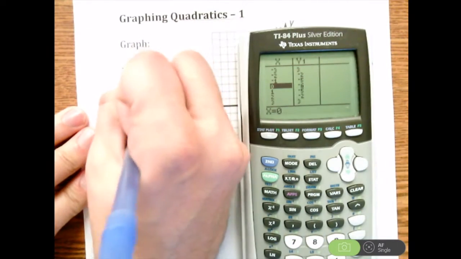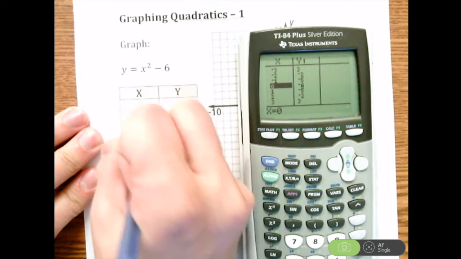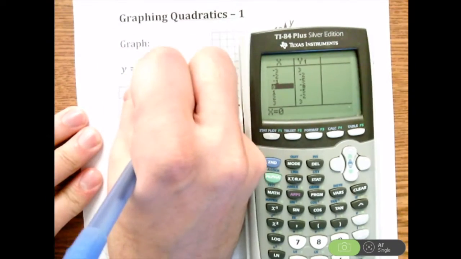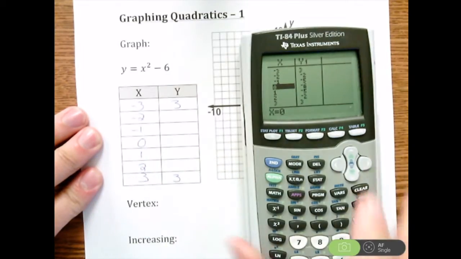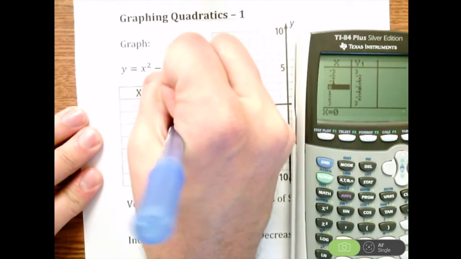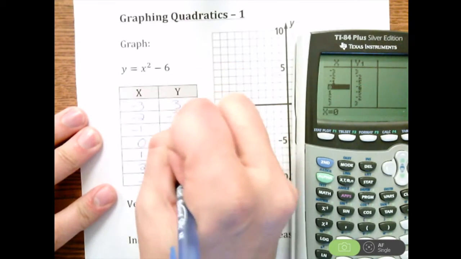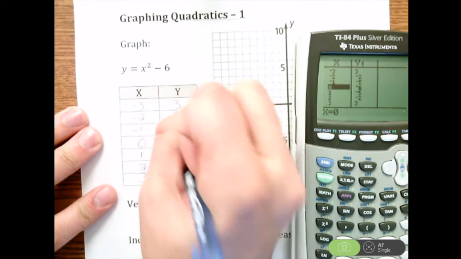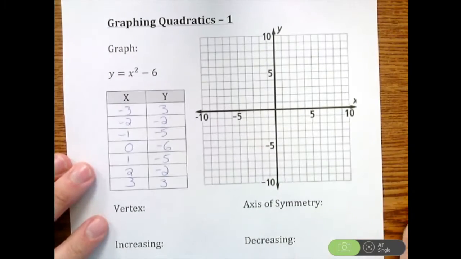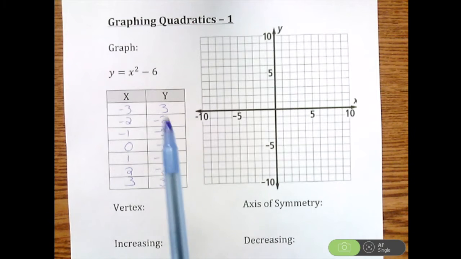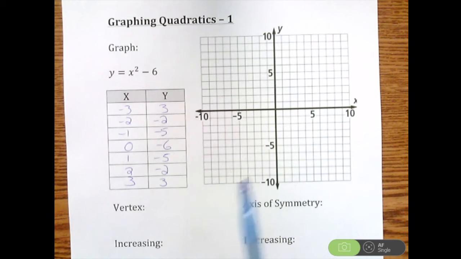So I'm going to have -3, -2, -1, 0, 1, 2, 3. And I should have a 3 here, a 3 there, a -2 here, a -2 there, -5 here, -5 there, -6, and -6. So that's a pretty big thing I pulled out of the calculator, and I'm going to use this to do the rest of the problem by hand.